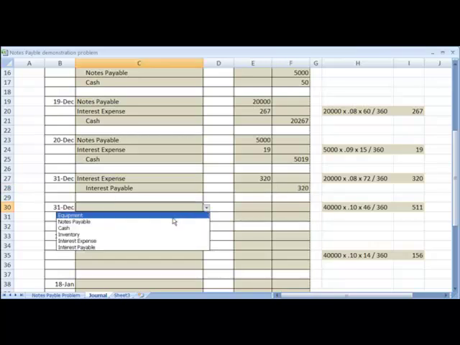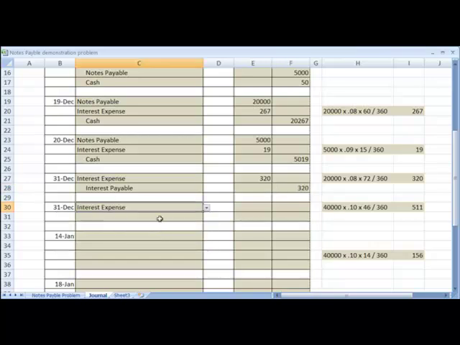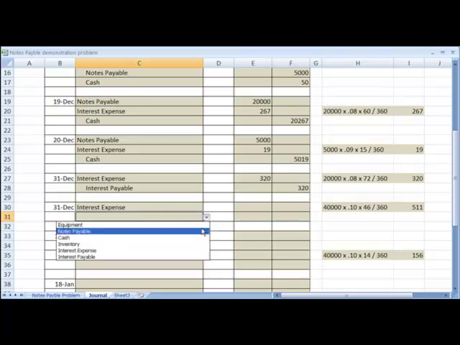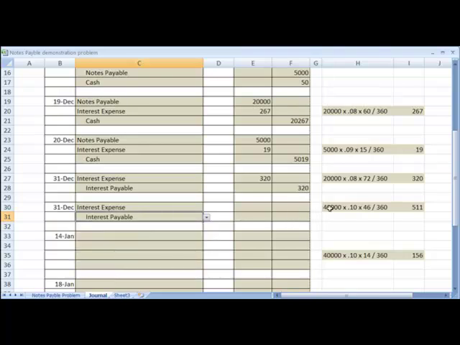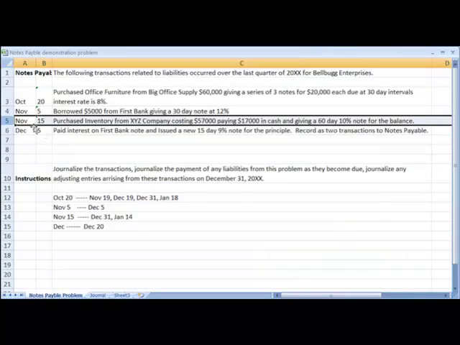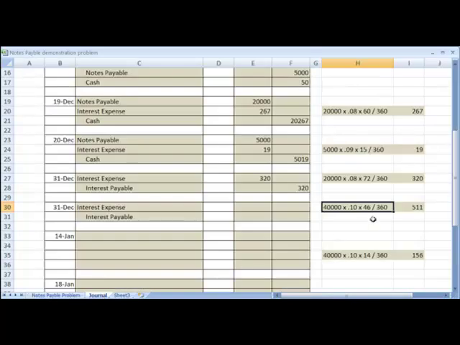We do a similar calculation and journal entry for the $40,000 note on the furniture. And again, the calculation is right here. It was a $40,000 note. The interest rate was 10%. And from the time that note was issued, which was right here on November 15th, until the end of the year, we have 46 days that have passed. And so 40,000 times 10% times 46 days over 360 days gives us an interest expense of $511.